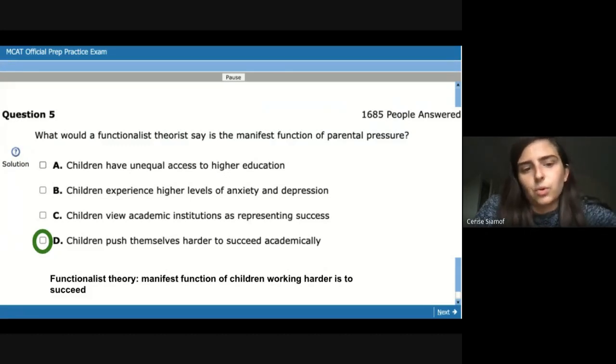So if you thought that it could be B, B would be the latent function, the unintended thing that happens as a result of parental pressure. But seemingly the goal of parental pressure would be for children to push themselves harder to succeed academically. And that's it. If anybody has any questions, otherwise, I think we move on to the next passage.